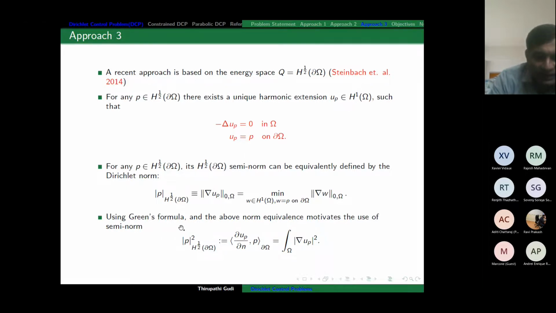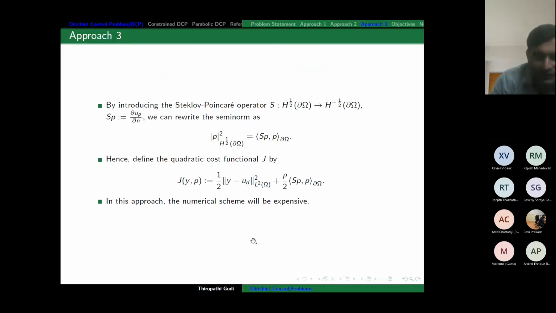So one can further see that if you define the H^{1/2} norm like this and take the square, and then apply integration by parts, because the Laplacian of u_p is 0, we have only the boundary term, ∂u_p/∂n times u_p, and u_p is p there. So you can now introduce the Steklov-Poincaré map, which goes from H^{1/2} to H^{-1/2}, by S(p) = ∂u_p/∂n.